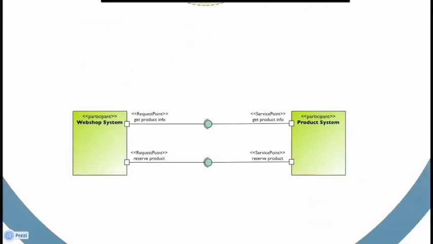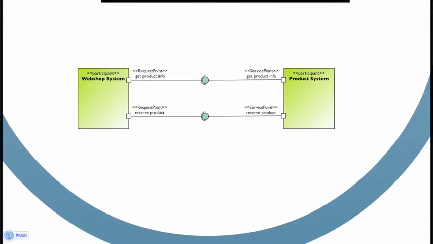And if you look at the participant diagram, it shows the web shop system consuming various services exposed by the product system. Illustrated by the participant to the right, the product system, exposing 2 service points, and the web shop system participant with its 2 request points, consuming the product system services.